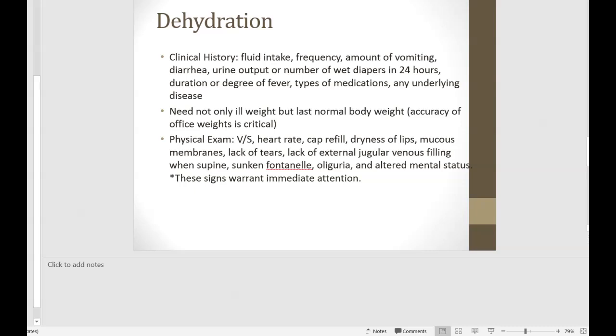The physical exam for dehydration includes vital signs, heart rate, capillary refill, dryness of lips and mucous membranes, lack of tears, lack of external jugular venous filling when supine, sunken fontanelle, oliguria, and altered mental status. And these signs warrant immediate attention.